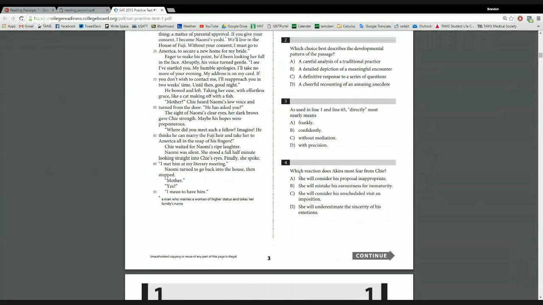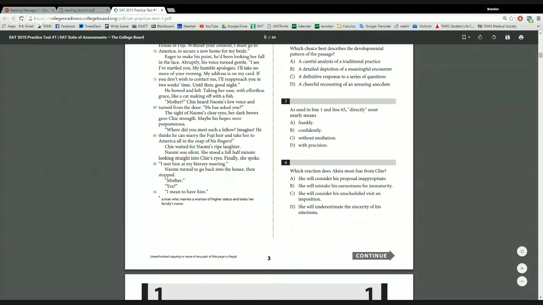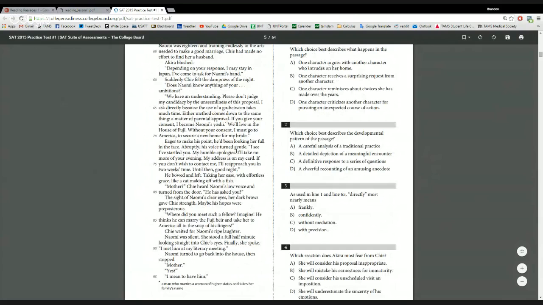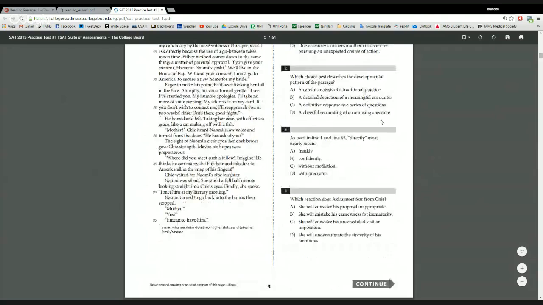Which reaction does Akira most fear from Chi? A. She will consider his proposal inappropriate. Well, let's see. Now, if you read the passage, you would know in general where this occurs, where Akira talks with Chi. I'll go ahead and just skip to where I think it was. Let's see. I believe it's here. We have an understanding. Please don't judge my candidacy by the unseemliness of this proposal. So he's asking her to not judge his honesty by the randomness of this proposal.